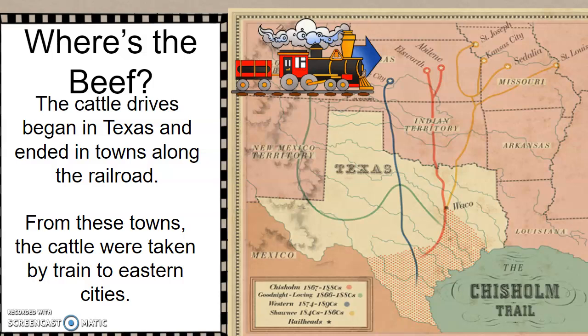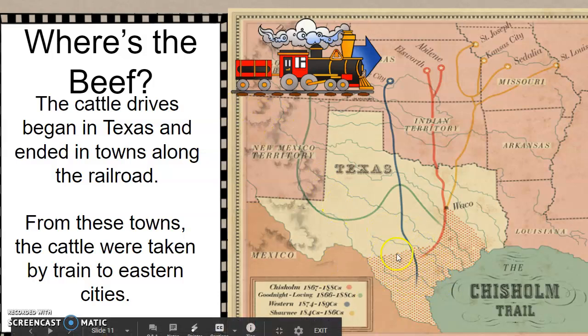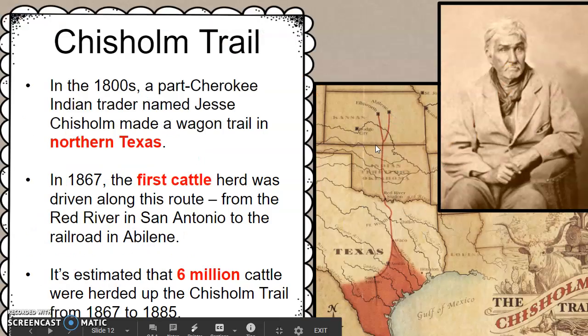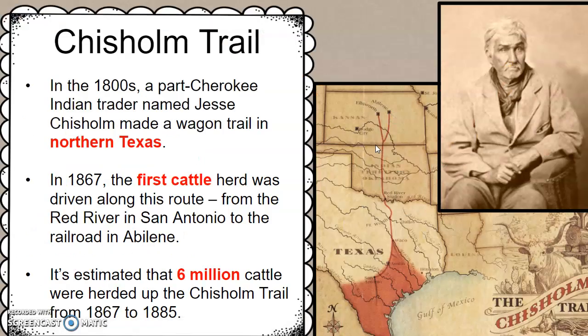And so where's the beef? The cattle drives began in Texas, like we said, really in this area, the San Antonio, Texas area. And then they went to these train cities, these train towns. The Chisholm Trail was the first trail.